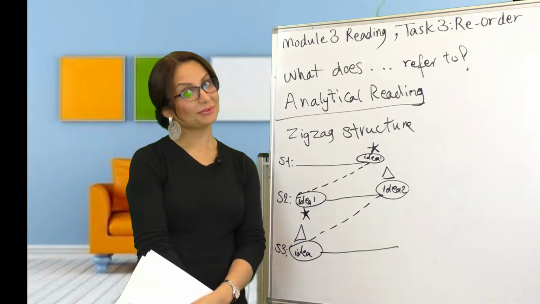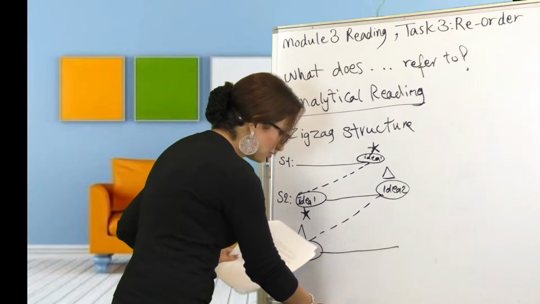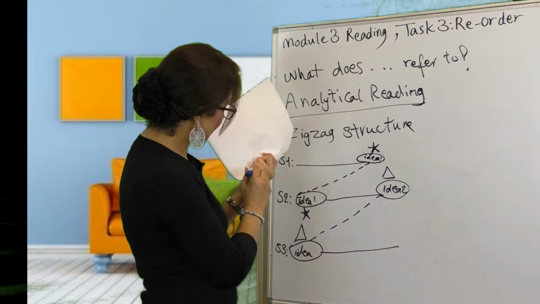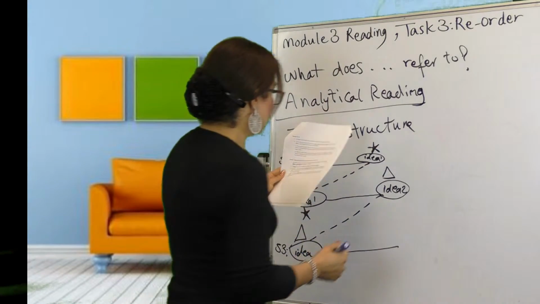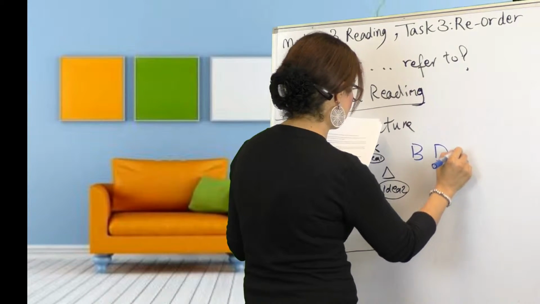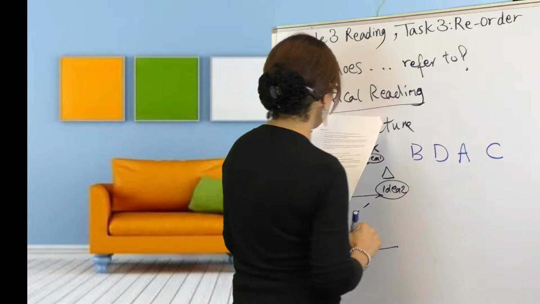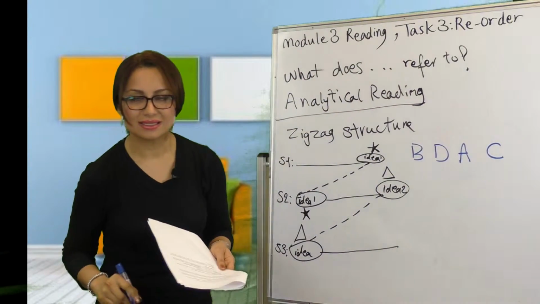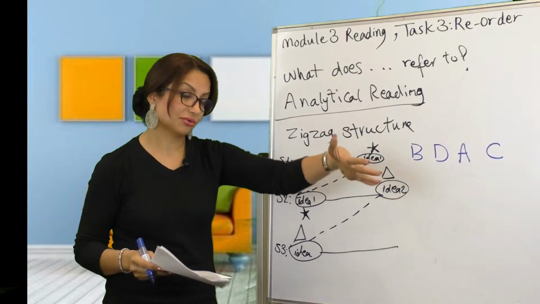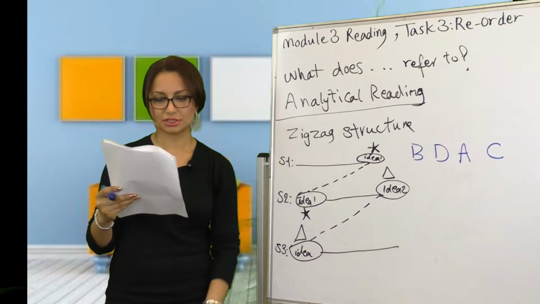Okay, how did you go? Yes, did you get the answer? How was the order of the test sentences? Could you get this order? B, D, A, C. Yes, is this the order that you got? If this is the order you got, yes, you're fine, 100% correct.